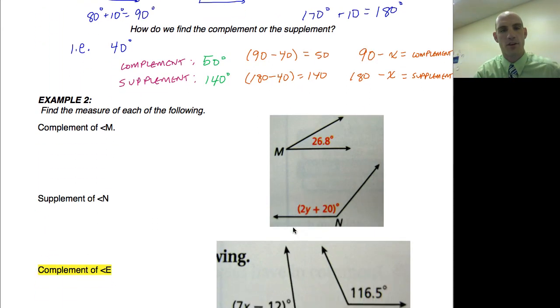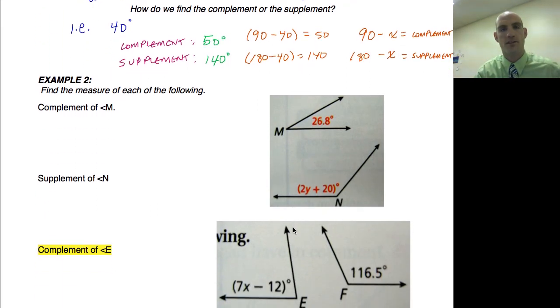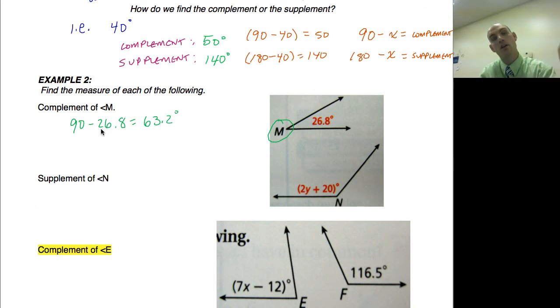And so when we move down here and we start to do an example, I'll leave that how do we find it up. And it asks us to find the complement of m. Well, here's angle m. So the complement of m is going to be 90 minus whatever m is, 26.8. And that's going to give me my answer, which is 63.2 degrees. Because 26.8 plus 63.2 gives me my 90.